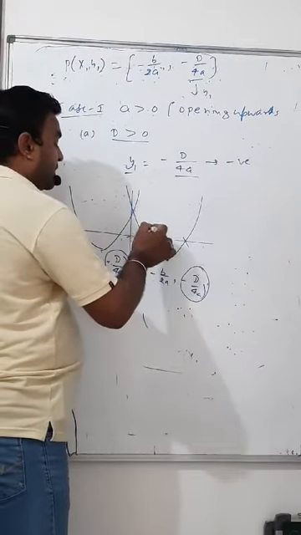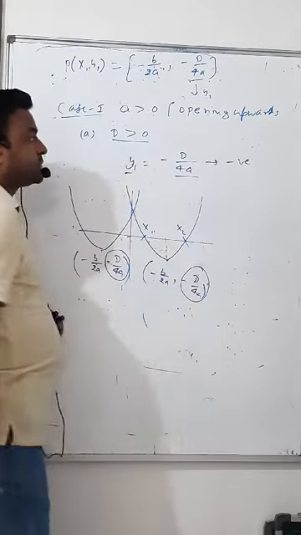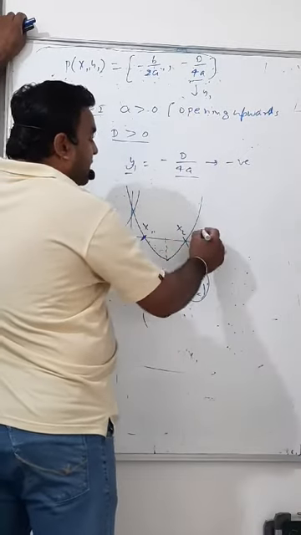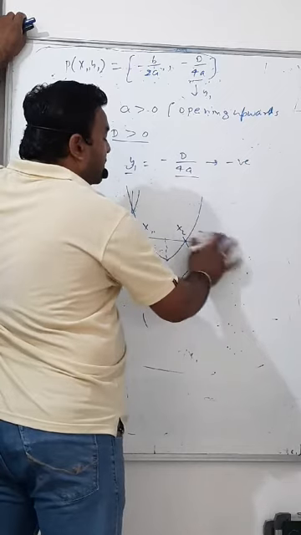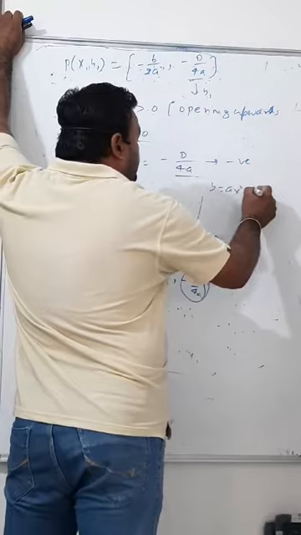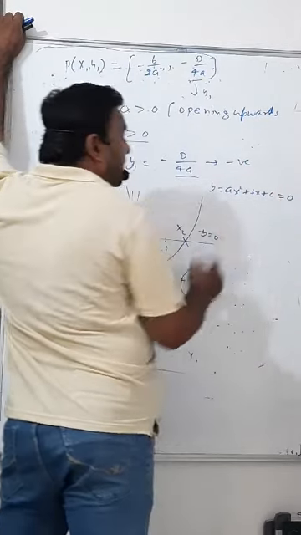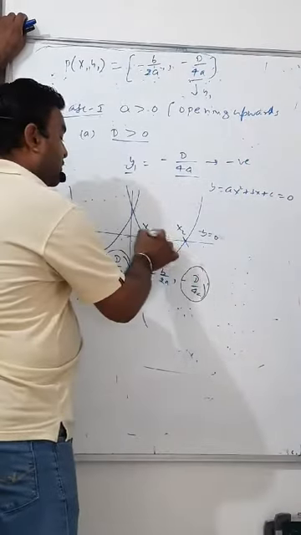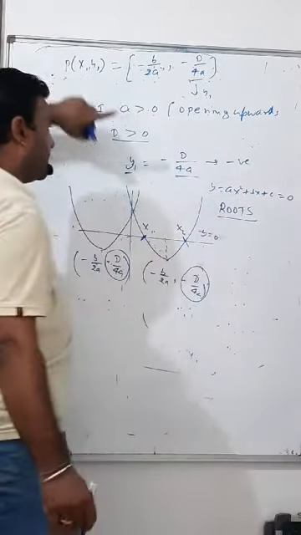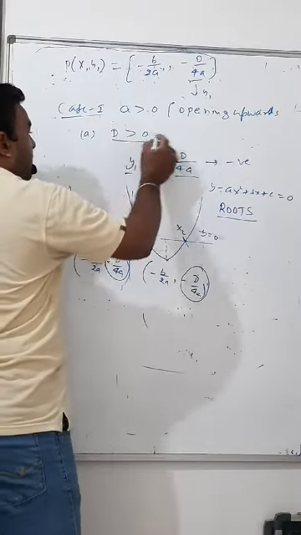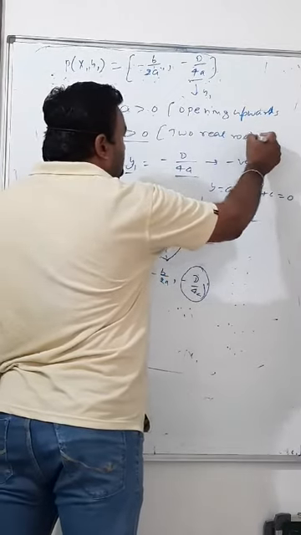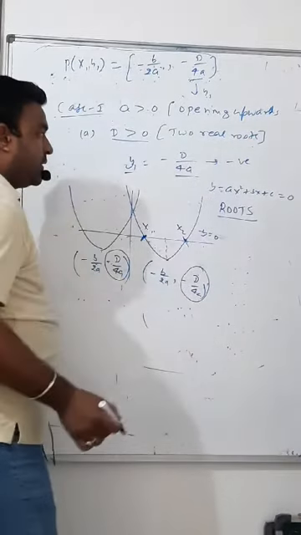It cuts the x-axis at 2 points. Now, what is it called? At these 2 points, what is y? 0. That means ax squared plus bx plus c equals 0 becomes an equation, and these two are the solutions or roots. That means a greater than 0, D greater than 0 gives two real roots. Of course, they are cutting in reality.